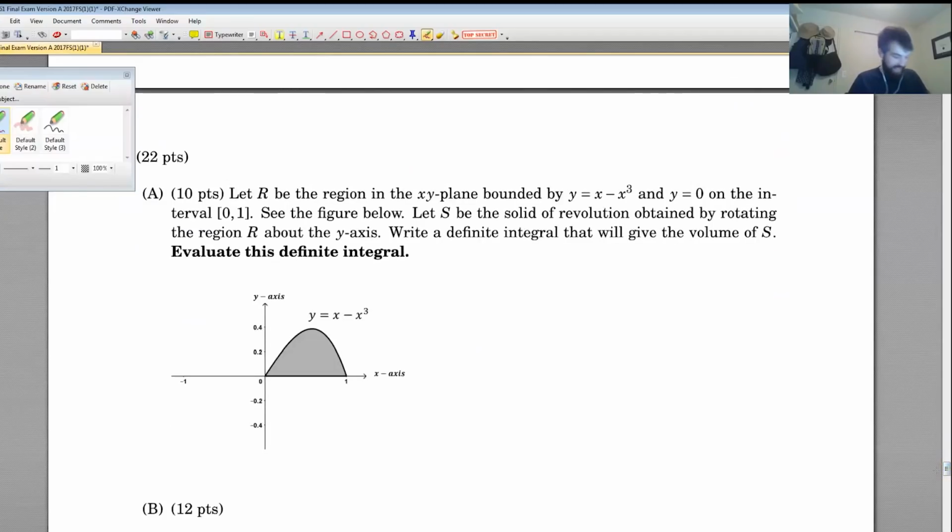Cylindrical shells and disk method. Wonderful. So let R be the region. Oh, look, last year we graphed it for you. That was awfully nice. Let R be the region in the xy plane bounded by some curve and y equal to 0. And let S be the solid of revolution obtained by rotating the region around the y-axis. Okay, so if we go around the y-axis, it looks a little bit like that.